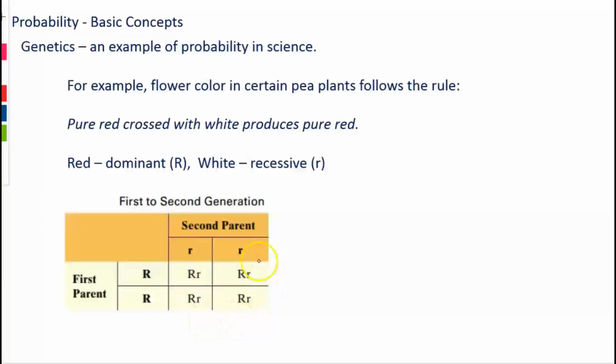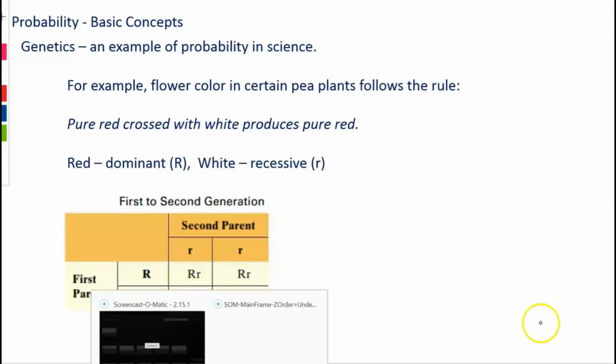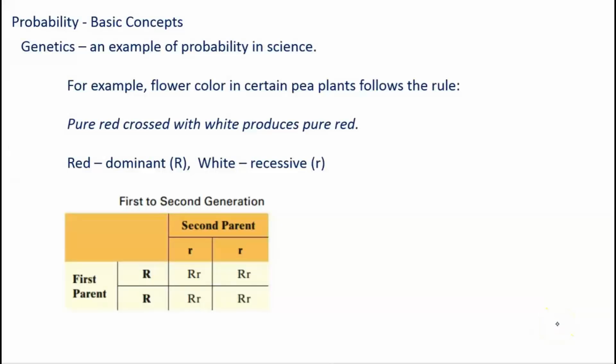Notice that every one of these offspring would be red, right? That would have to be, because if red is dominant, then the red's going to win out. Kind of like blue eyes is dominant, so the blue eyes win out. Now, here's the fun part. What if these offspring have more offspring? So watch.